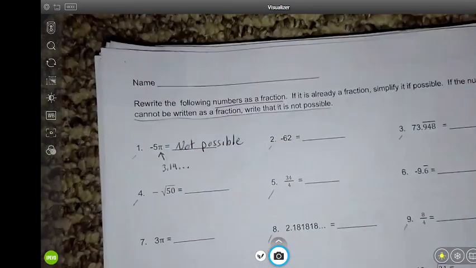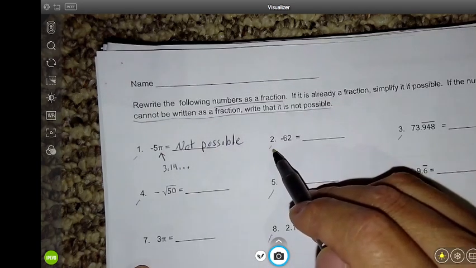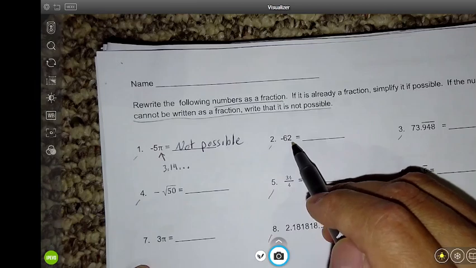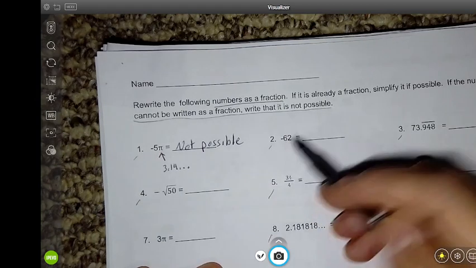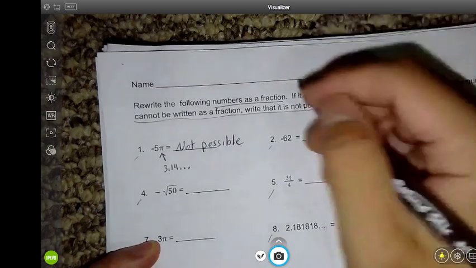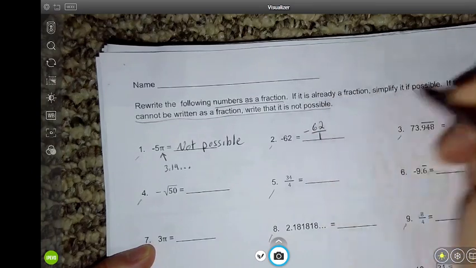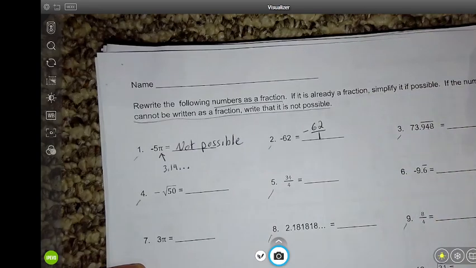Alright, number 2. This is just a negative 62. It's an integer. Any integer or any whole number, I can rewrite as a fraction by putting it over 1. Negative 62 over 1. There's your fraction, negative 62 over 1.